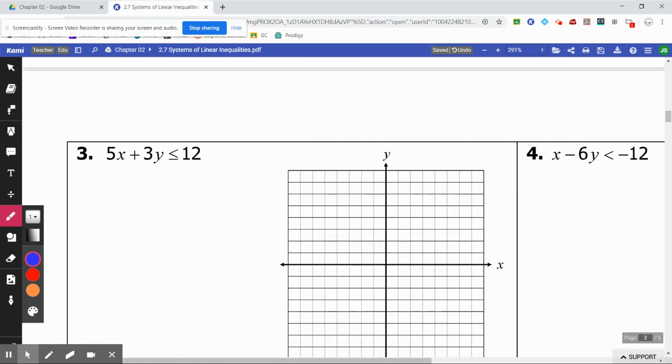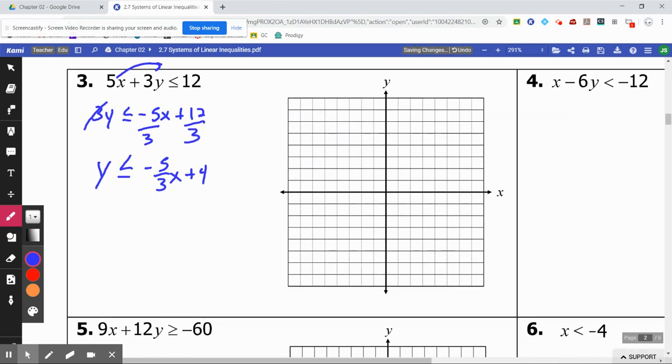Next one, this one's in standard form. So let's get it in slope-intercept form. Step number 1, move the 5x over. It gives you 3y is less than or equal to -5x plus 12. Divide everything by 3. Gives you y is less than or equal to -5/3 x plus 4.